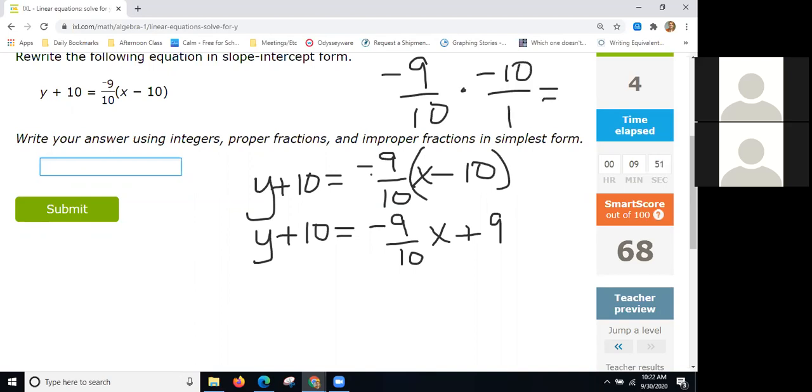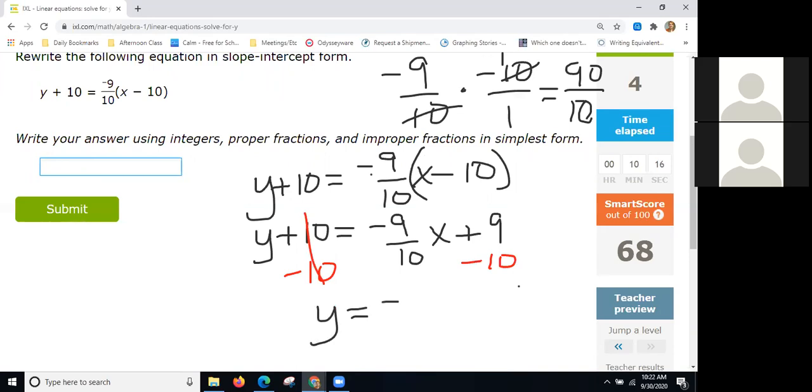So that's +90/10, which is just 9. Or I could think of these 10s crossing out and making that -9 times -1. It's still 9. Then get the y by itself. We still have to get rid of that 10, so I'm going to subtract 10. And y is equal to -9/10 x minus 1. So I have to still pay attention to those rules for signed numbers.